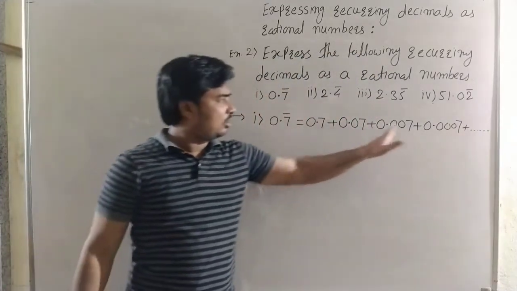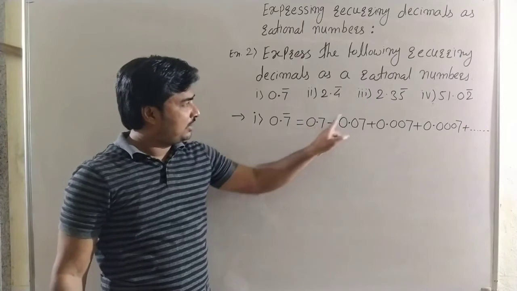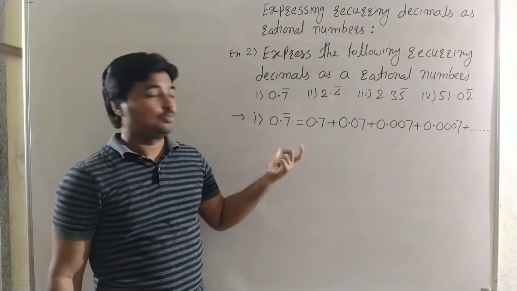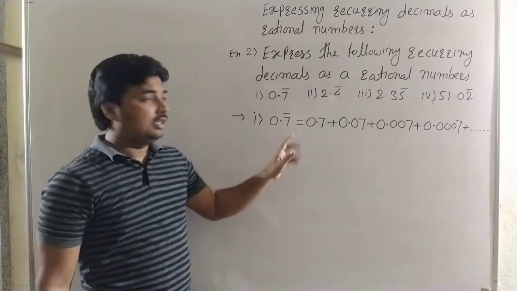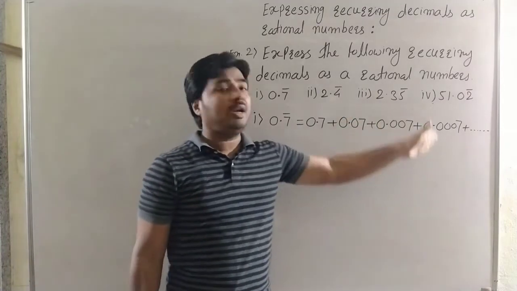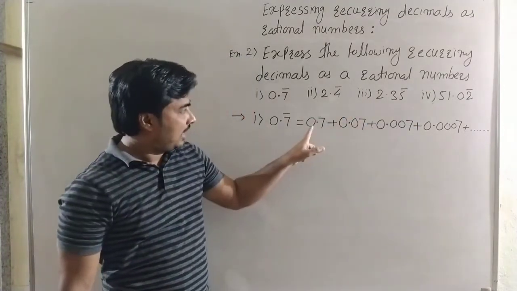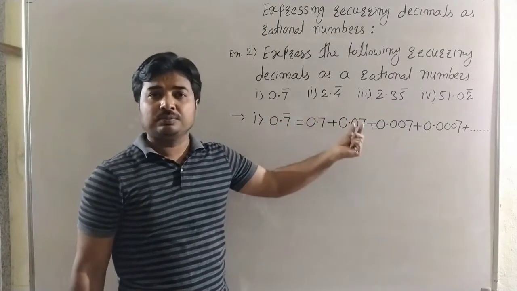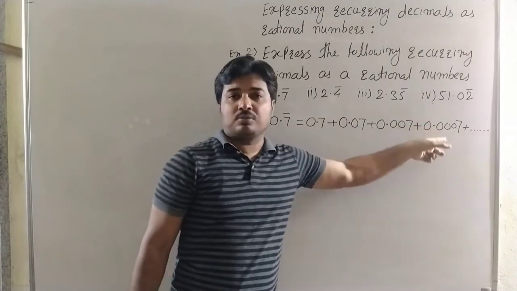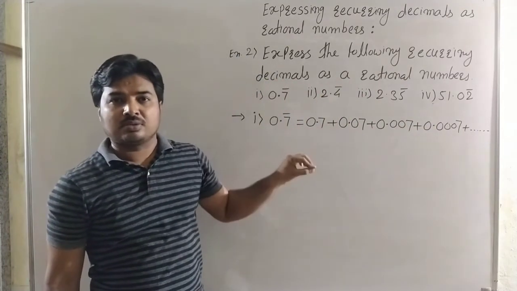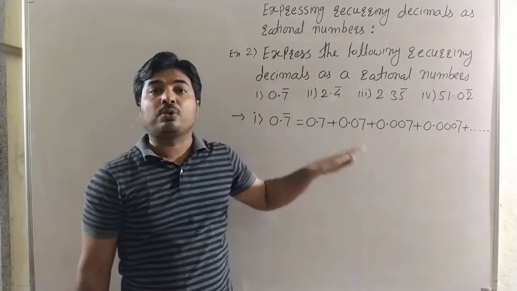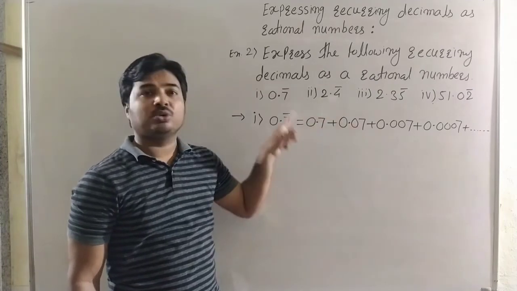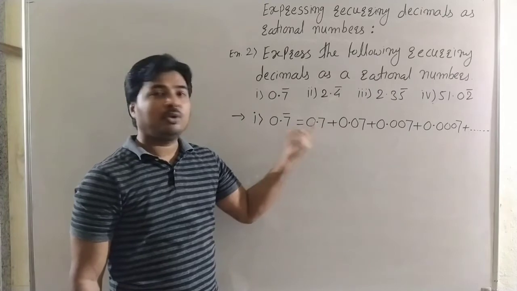Okay, here the addition of all terms is 0.77777 up to infinite. That means 0.7 bar. It is a recurring decimal. Now this recurring decimal we can convert into the addition of all these infinite terms. See carefully here. And here these infinite terms are in a geometric progression with first term 0.7 and the common ratio 0.1, that means 0.07 upon 0.7.